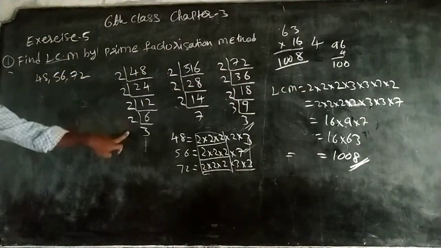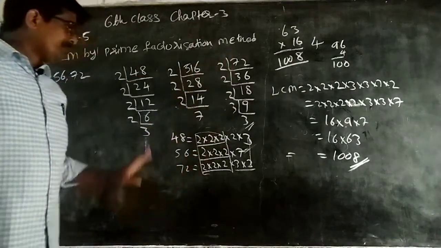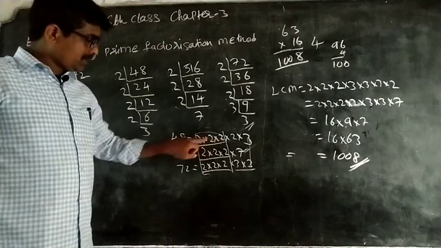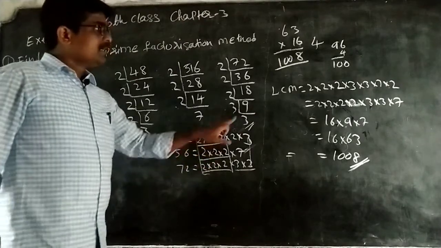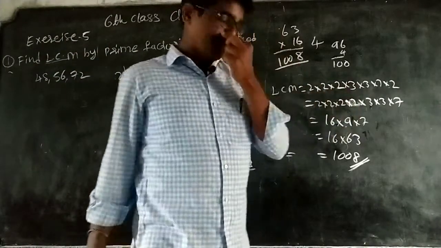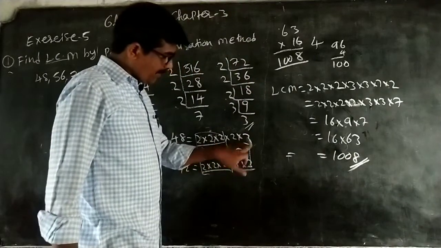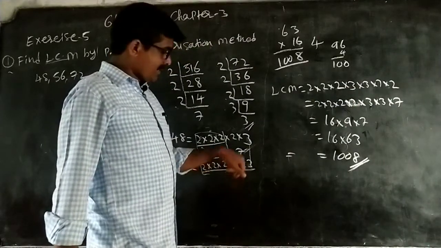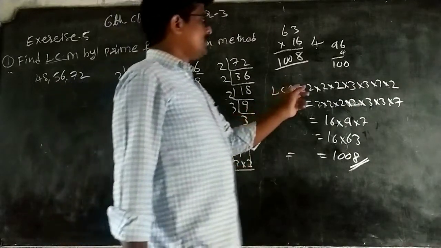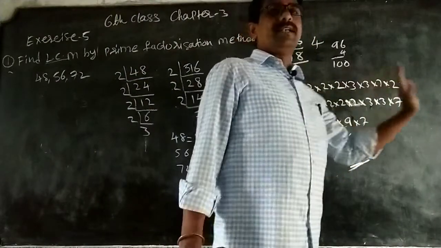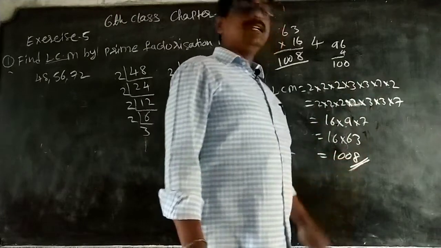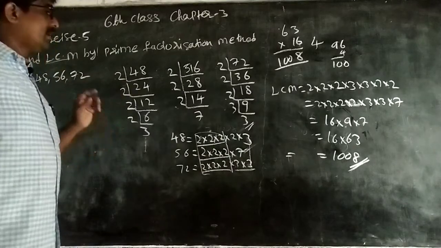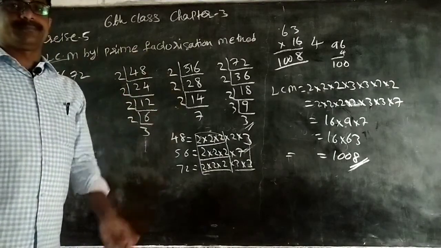I am explaining once again. For 48, 56 and 72, you write the prime factors. Then first pick what is common. 2 is common, three 2s are common, so select them only one time. Then the extras: here an extra 3, here a 7, here a 2. The remaining you have to write, then multiply. You get 1008. This is the prime factorization method. Okay, understand? Next problem we are going.